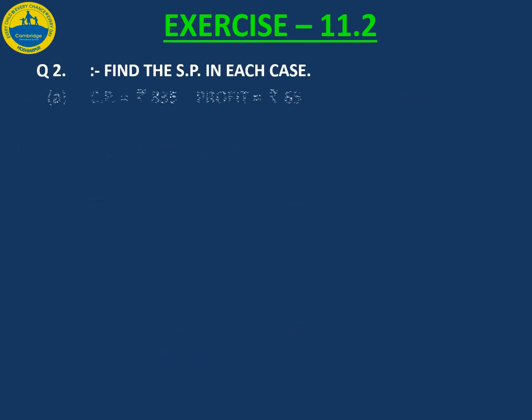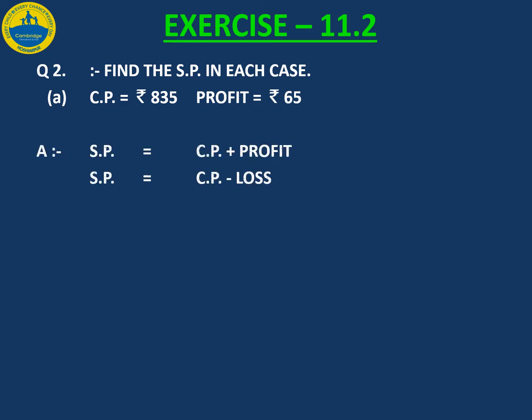Question number 2. Find the selling price in each case. A part. Cost price is equal to rupees 835. Profit is equal to rupees 65. In my previous lesson, I explained two formulas. When CP and profit is given, then SP is equal to CP plus profit. When CP and loss is given, then SP, selling price, is equal to cost price minus loss.